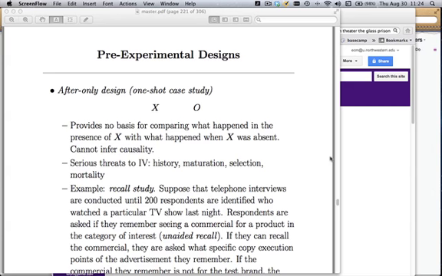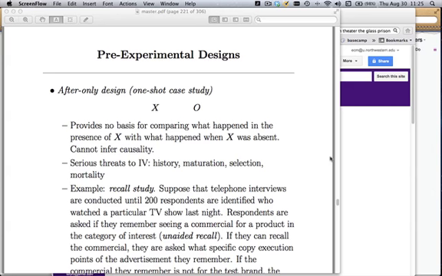This is the second part of the causal design lecture. What I'm going to do in this part is walk you through some common pre-experimental designs, and then we're going to talk about the threats to internal validity. So remember what internal validity is.